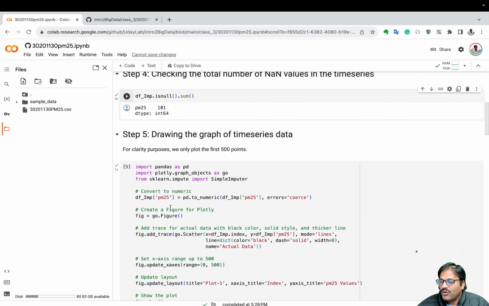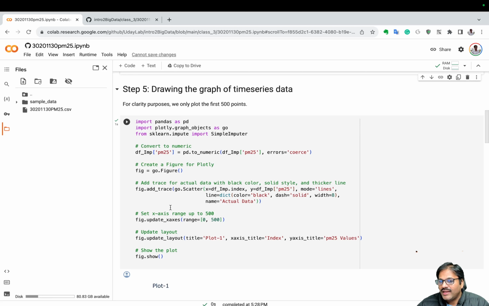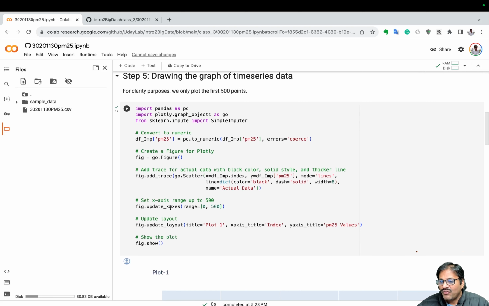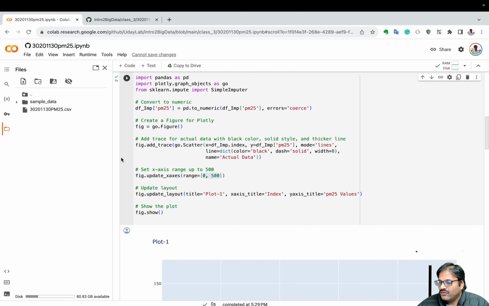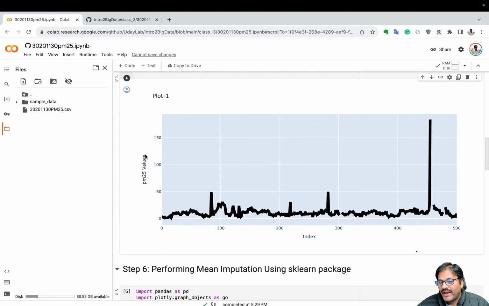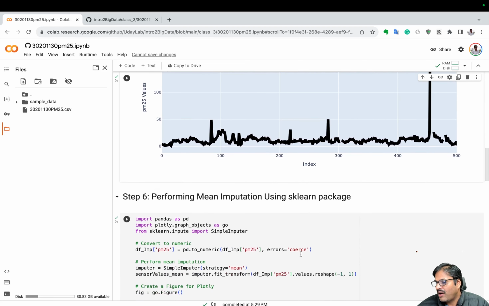So now we are going to draw the time series data in a plot. For ease of visualization, we are drawing only the first 500 points that exist in the time series. So if we draw the first 500 points, we can see that there is missing data at this point, at this point, and at this point. So we can see the missing points.